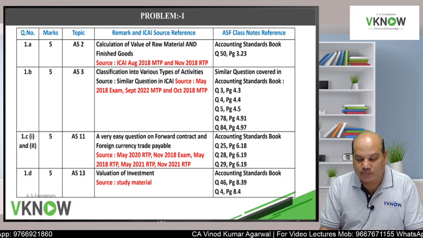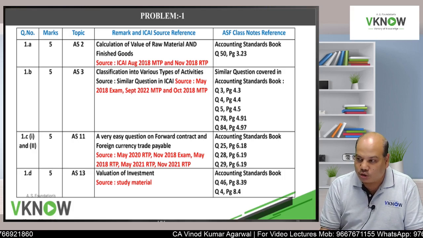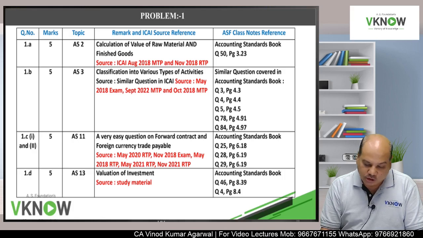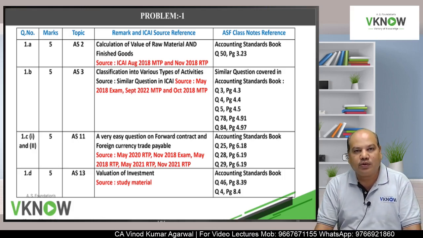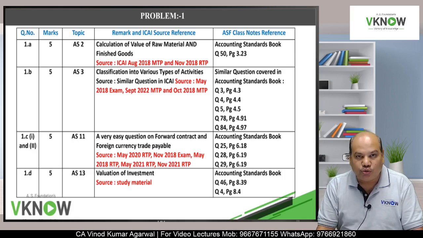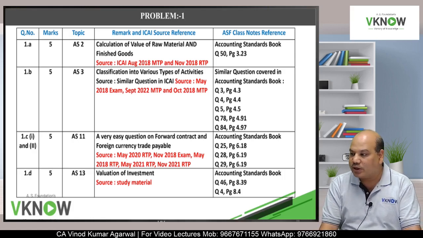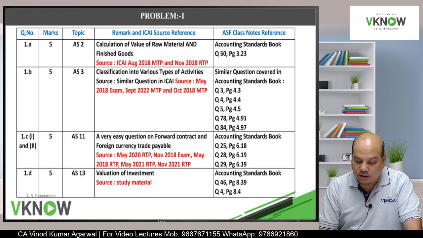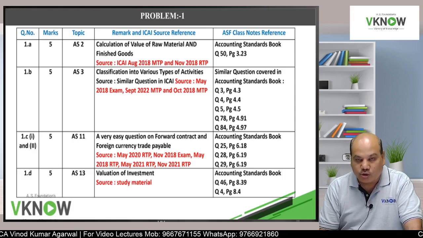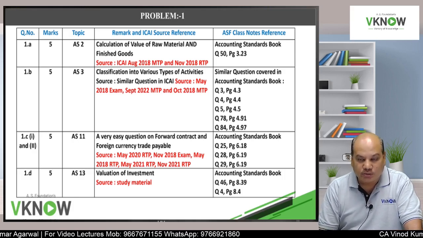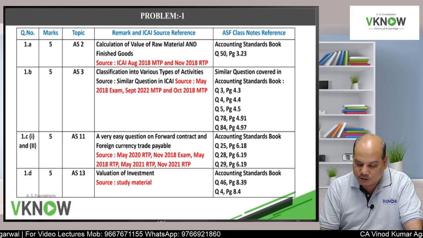The first question was a compulsory question and all the 4 parts of this question were for 5 marks and based on accounting standard. Question 1A was based on AS2 accounting standard 2 inventory, and you were required to calculate the value of raw material and finished goods. This question was asked in MTP of institute in August 18 and November 18, and we have the same question in our accounting standard book, question number 50 on page 3.23.